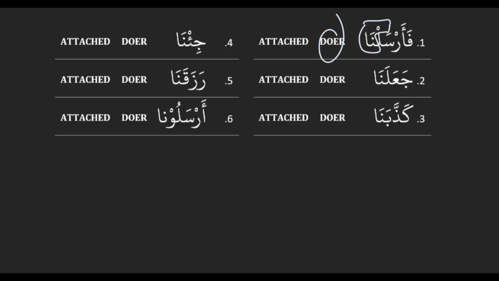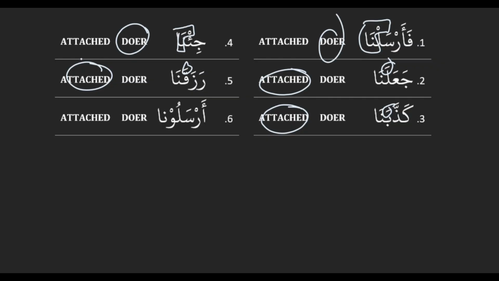Simple. جَعَلَنَا, number 2. I'm going to say attached pronoun because there's not a sukun before the na. Good, before the na we have a fatha, not a sukun, so attached pronoun. What about كَذَّبَنَا? Same thing. Attached pronoun, no sukun before the na. Good. جِئْنَا. Jitna. Doer, because there's a sukun before the na. Good. رَزَقَنَا. Attached pronoun, no sukun before the na. Good.